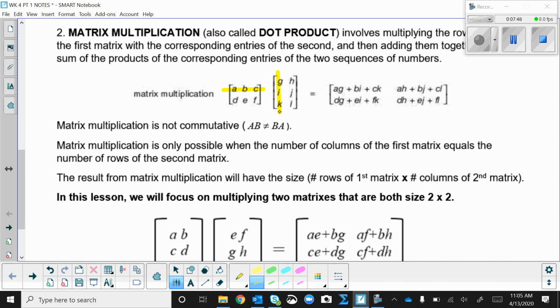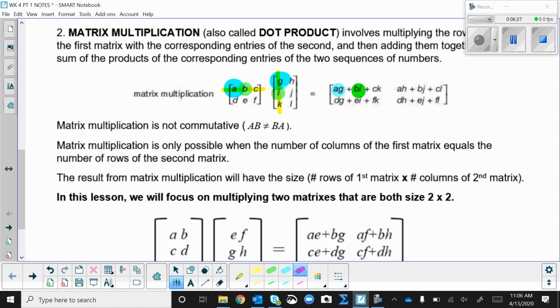Well, here's what you do. You take the first entry in this row, multiply it by the first entry in this column, A times G. But then you just hold that information. That's not your actual answer. It's just going to get us to our final answer, okay? And you'll see that A times G right here. The next thing you do is you just move to the second entry. The second entry of the first row and the second entry of the first column. And you multiply those, B times I, and you'll see that right here.